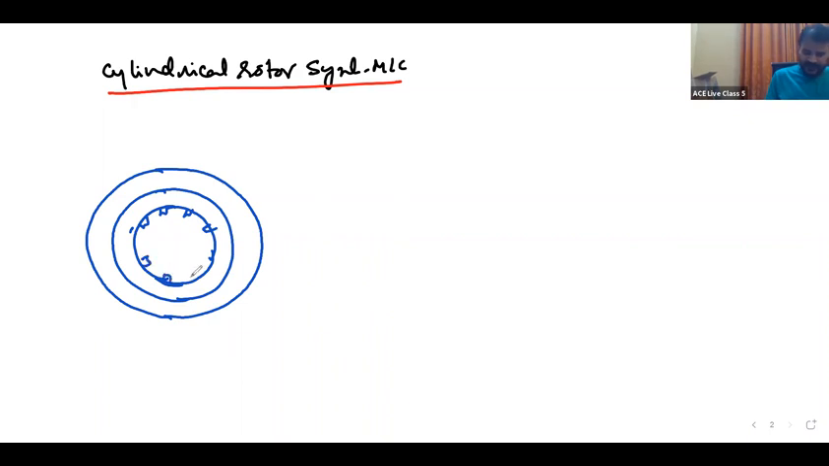There is a slotted area and an unslotted area, and in this the winding is there. Based on the current direction, cross, cross, cross, here dot, dot, this is acting as a north pole and this is acting as a south pole.